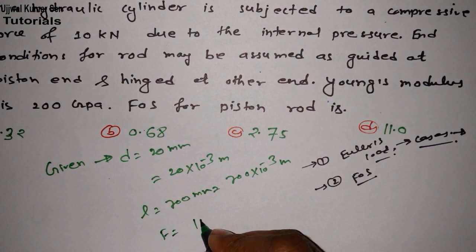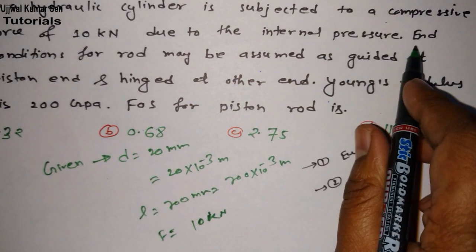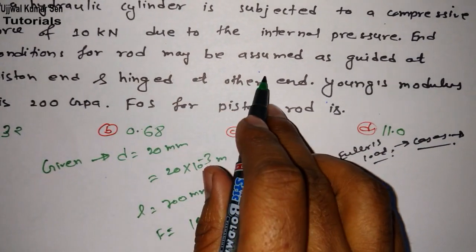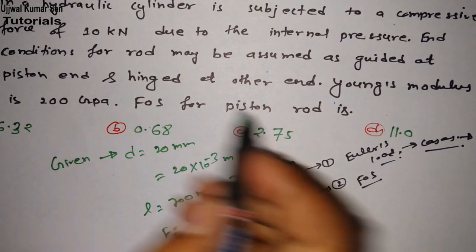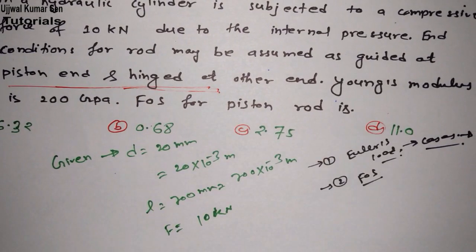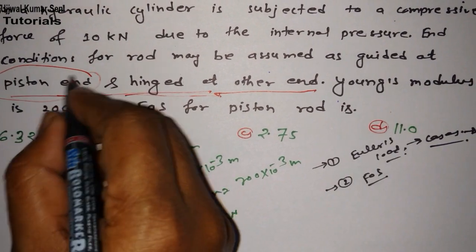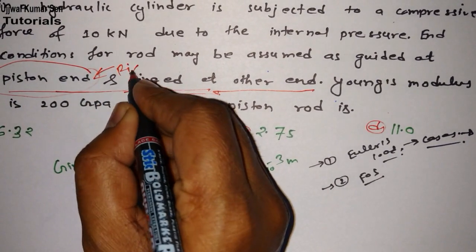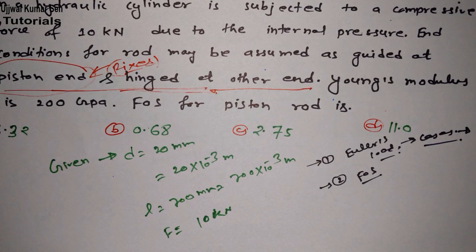Force is equal to 10 kilonewton, due to internal pressure, and the end condition for the rod may be assumed as guided at piston end and hinged at the other end. This is the key to understand the condition of the given case. Let me tell you what this piston end is. Basically piston end means fixed. That means in this case the rod is fixed on one side and free on the other. This is like a beam, right?